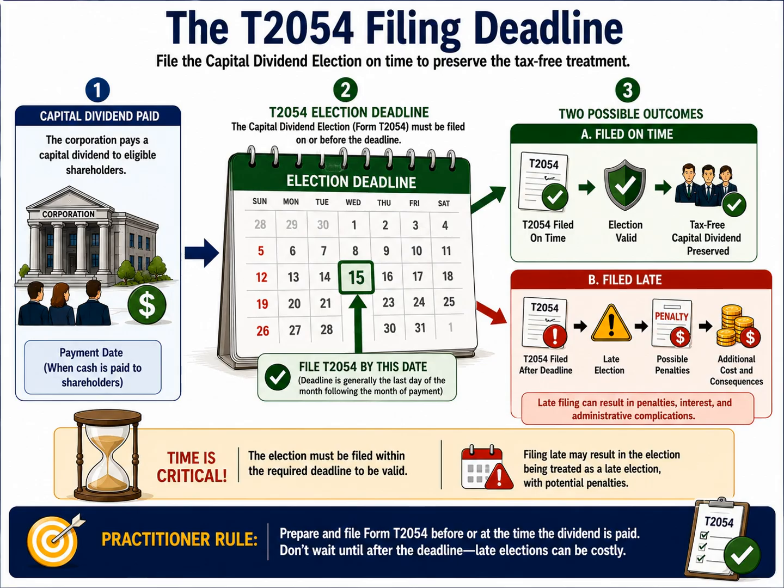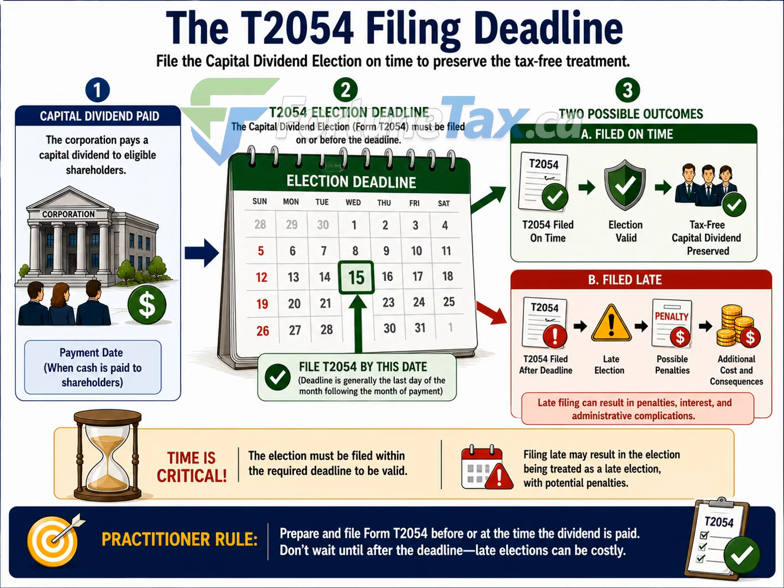They do not wait until weeks or months later to think about the election. Instead, they treat the election and the dividend payment as part of a single coordinated process. A useful way to think about it is this: the dividend payment and the election filing should travel together. One should not be completed without planning for the other.